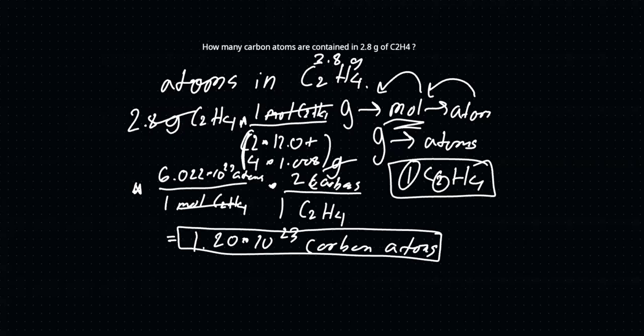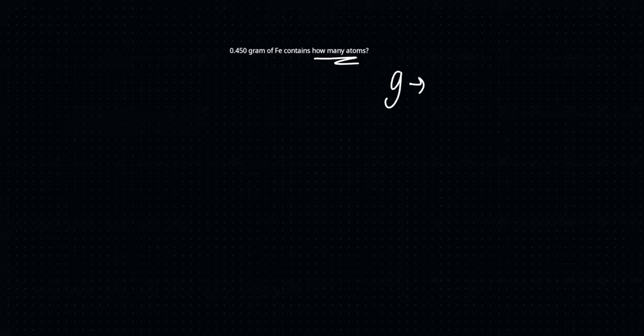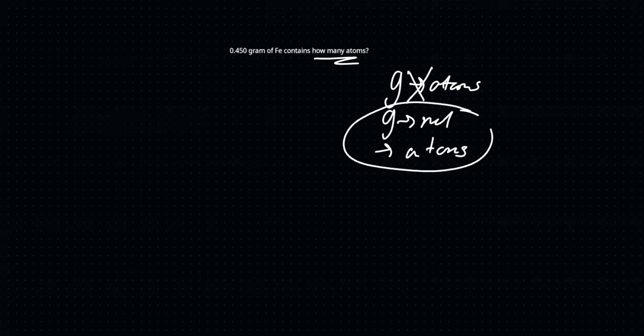Now we're going to move on to another example. We have 0.45 grams of iron, and we're asked to find how many atoms. Remember, we can never go from grams to atoms. Grams to atoms, we cannot ever do this. Go from grams to moles to atoms. I need you guys to really set this into memory because this will help you at least find some sort of correct path. And even if you get the wrong answer, chemistry teachers generally give you partial credit if you show the right process.